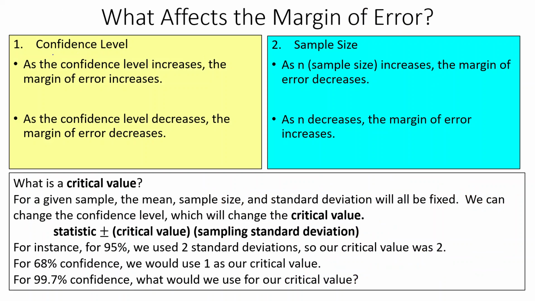All right, so the confidence level is the first thing. So we really only have two things here. If the confidence level increases, so as C increases, the margin of error also is going to increase. The more confident we are, the bigger interval we're going to make.